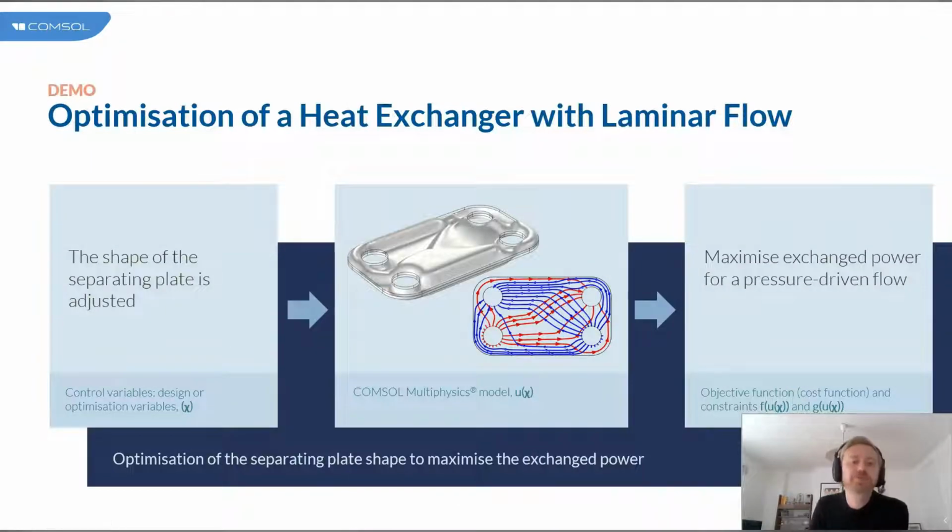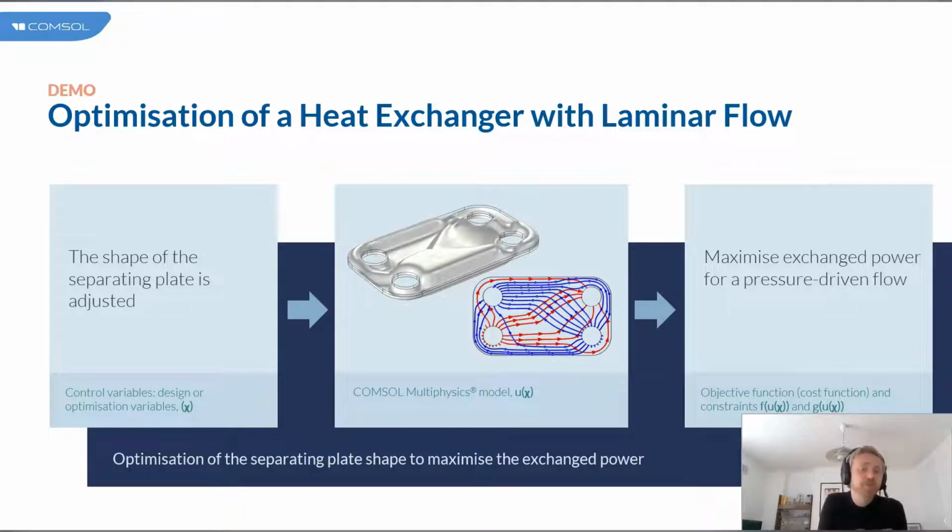So this brings me to the demo part of the webinar. What I'm going to do here is run through how to run an optimization study on a multiphysics problem. The multiphysics problem that I want to go through is called a plate heat exchanger. And what we want to do in a heat exchanger is exchange as much heat from a region where we have a high temperature liquid to a region where we have a low temperature liquid.